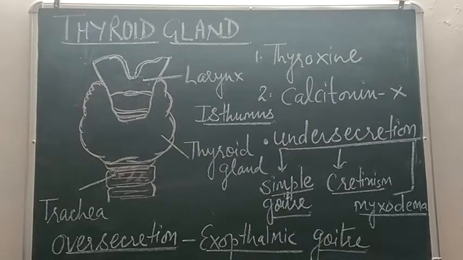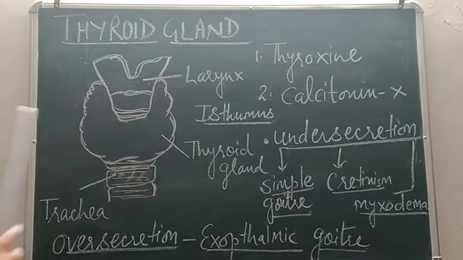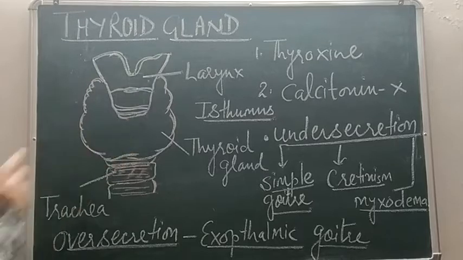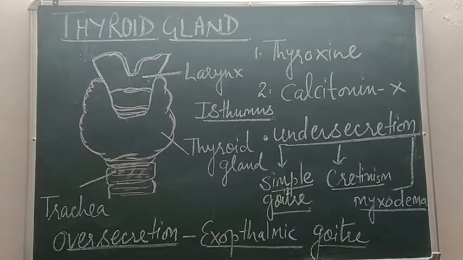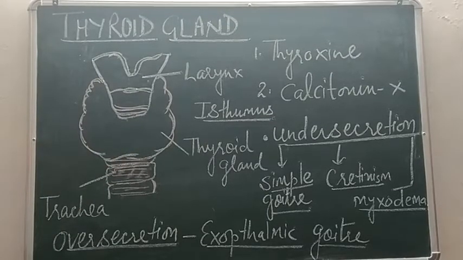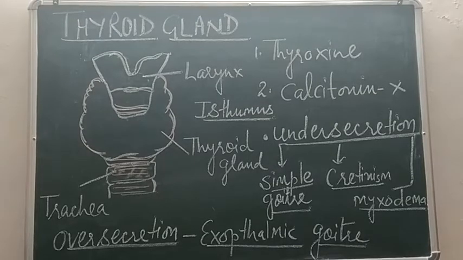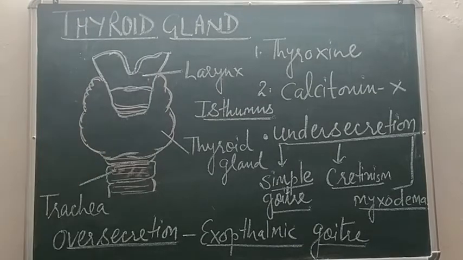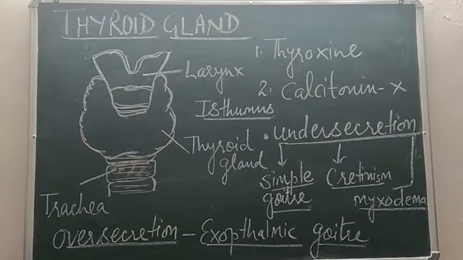Hello children. Now the next endocrine gland is the thyroid gland. In my previous videos, I have already explained to you about the adrenal gland and pancreas. The third gland is the thyroid gland. First of all, the location.